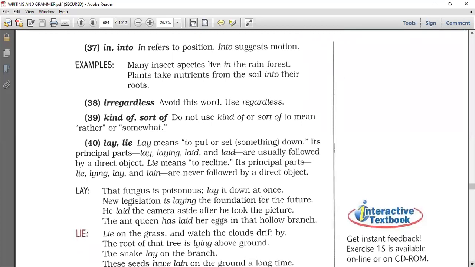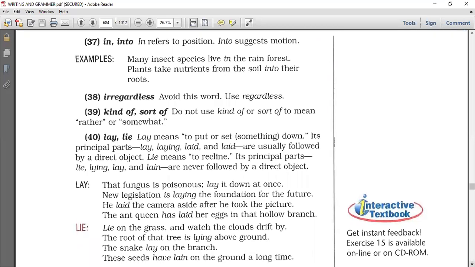In and into. In refers to position: in the basket, in the room, in position. I am in the class now. If my position is inside the class. Into suggests motion. When I say I walked into the class, this means I'm moving and walking into the class.